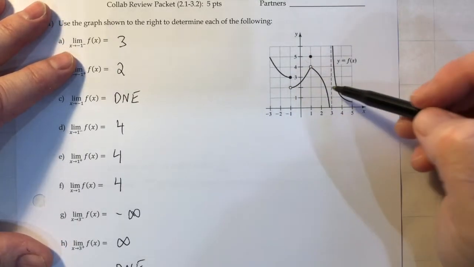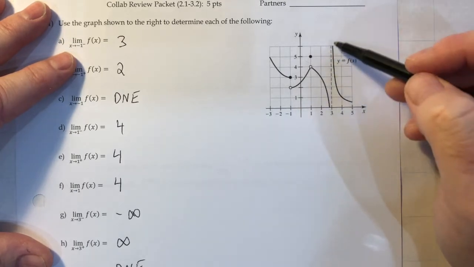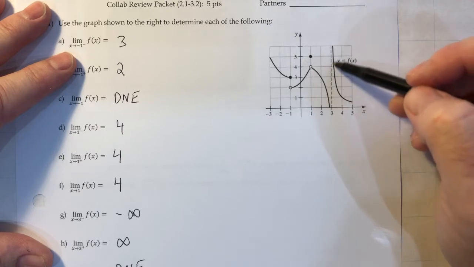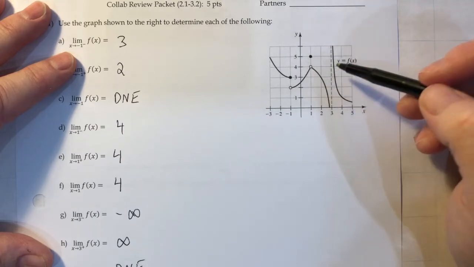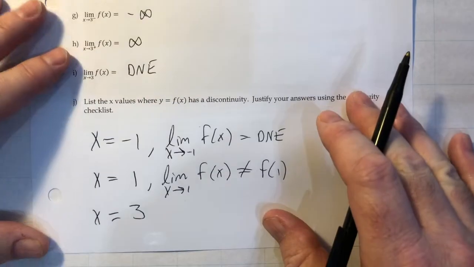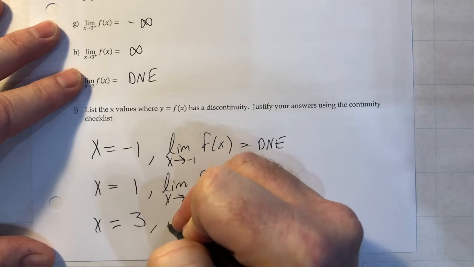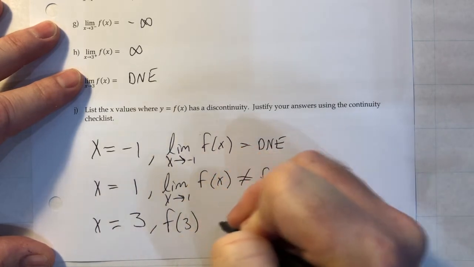And at x equals 3, the limit actually does not exist, because negative infinity and infinity answers are a type of does not exist, and the function's not defined either, so we've got violations on every front at 3. The easiest explanation for why we have a discontinuity there is that f of 3 is not defined.